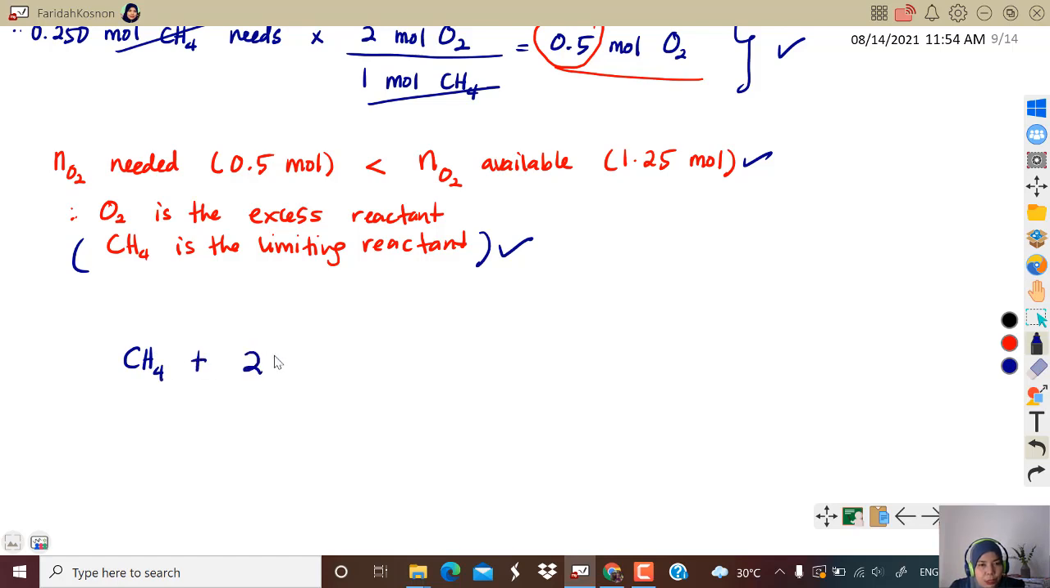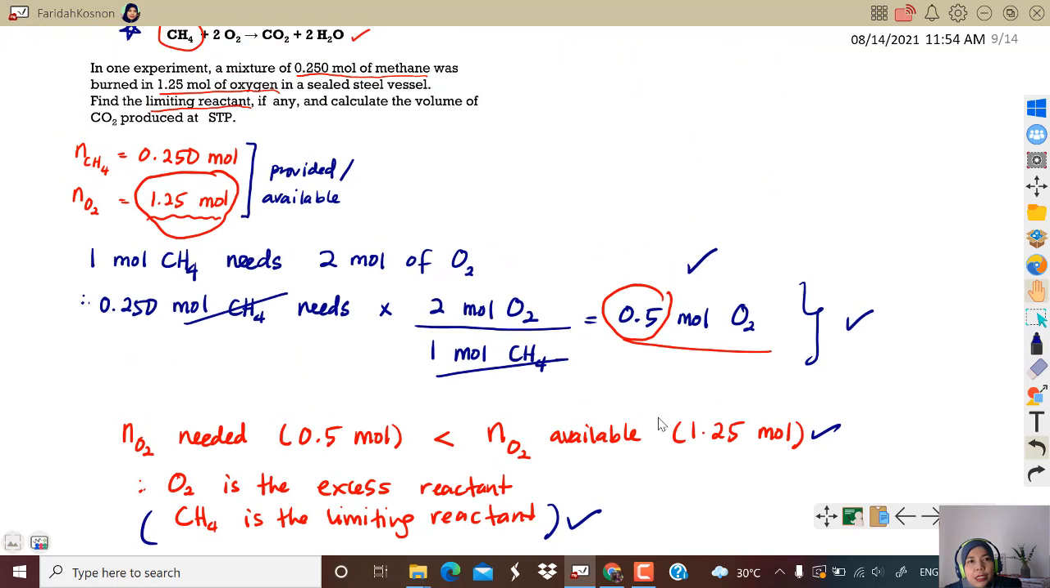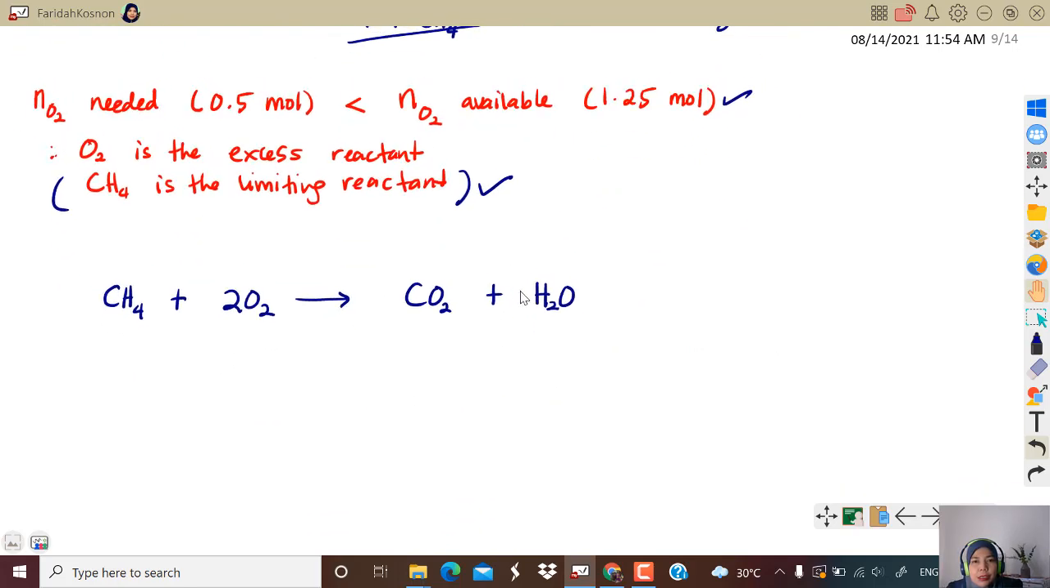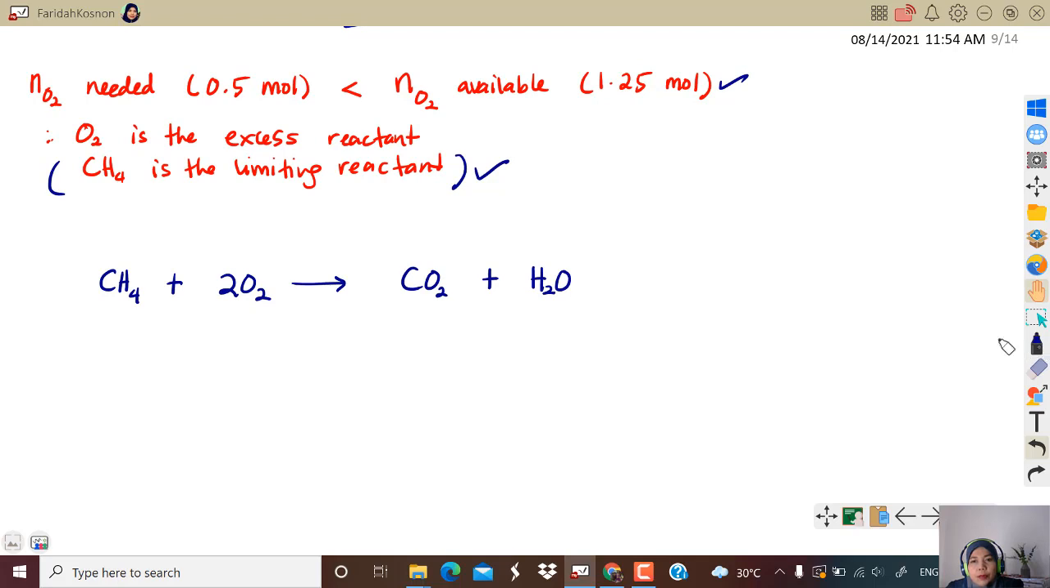So, 1 mole of methane react with 2 mole of oxygen gas. So, kalau you tengok kat sini, dia akan produce carbon dioxide and water. Okay, make sure it is balanced. So, kalau kita tengok yang dah diberikan kat situ adalah 2 mole of water, right? Okay, so this is the balanced chemical equation. Okay, 2 mole of water.